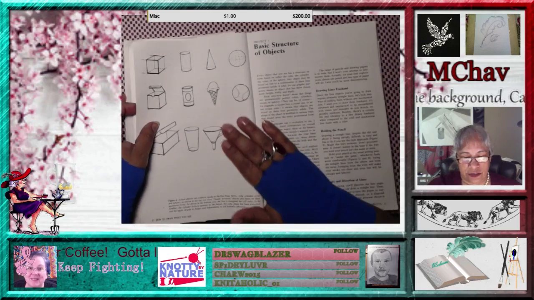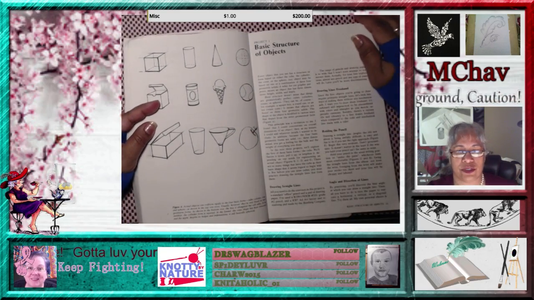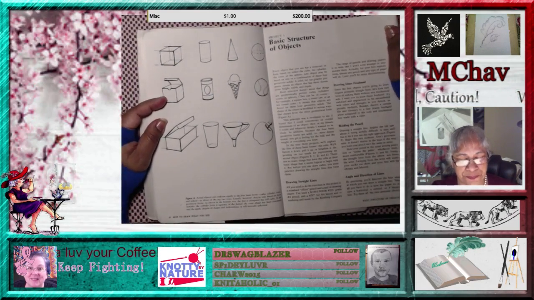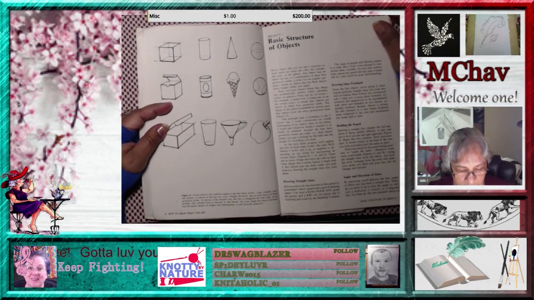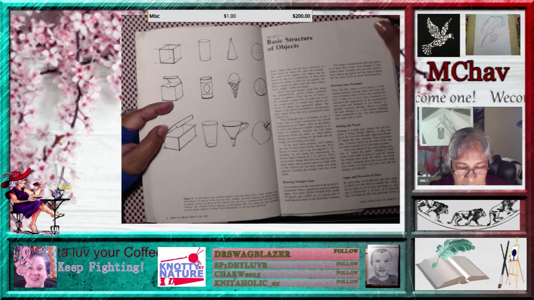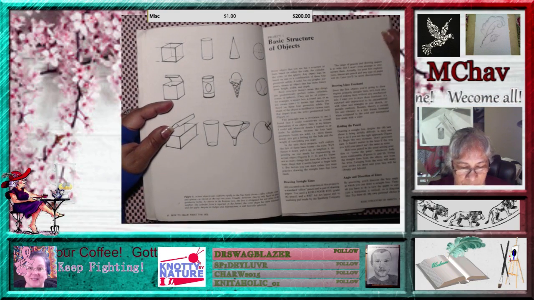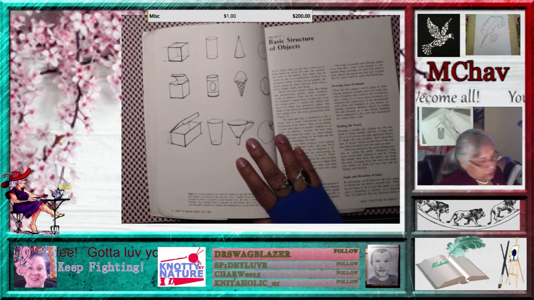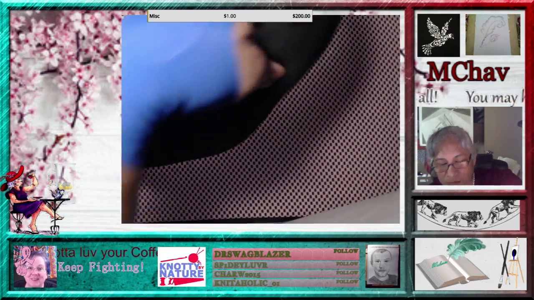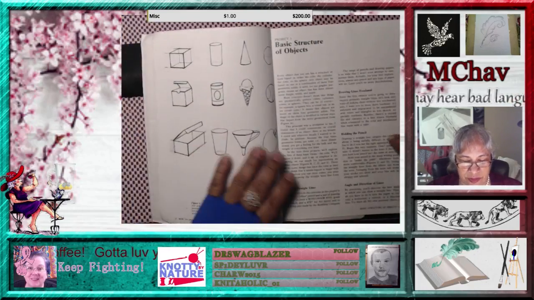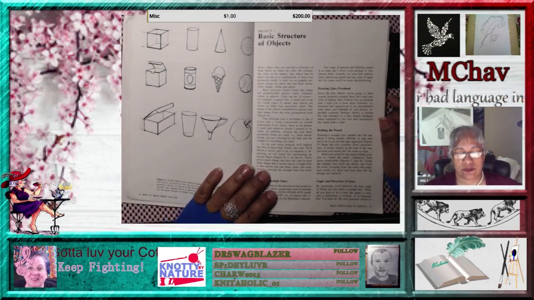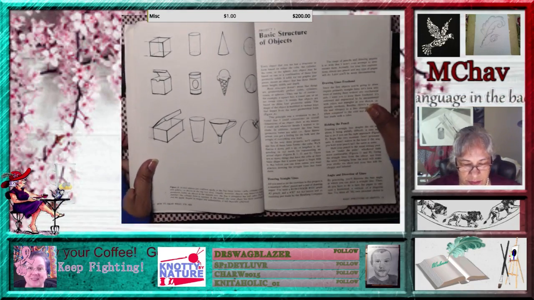So we're going to get into the basic structures of objects in chapter 1. So here they have diagrams, and we're going to go over these as we go. Okay, hold on. I need to chop this up a slight bit. So I'm going to set my gel pad here just to pick up the book a little bit so I don't have to lift it up to read it. Okay.